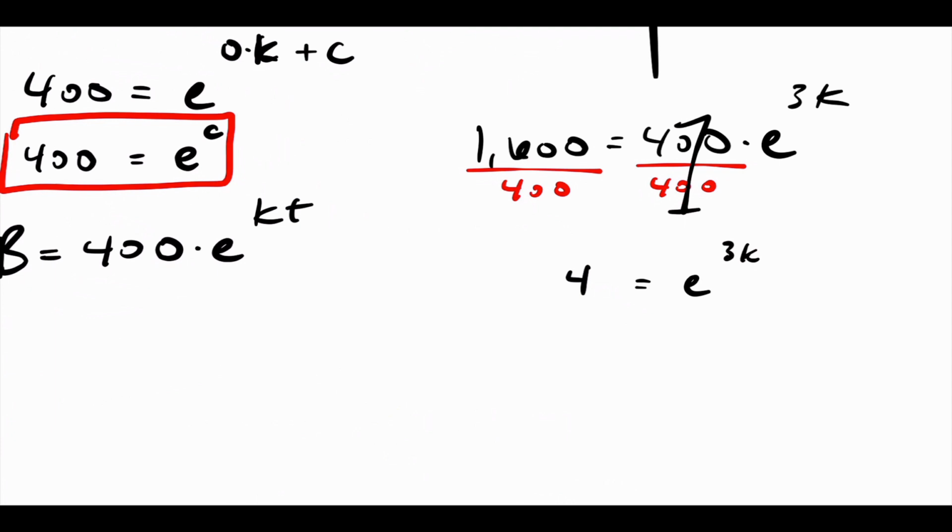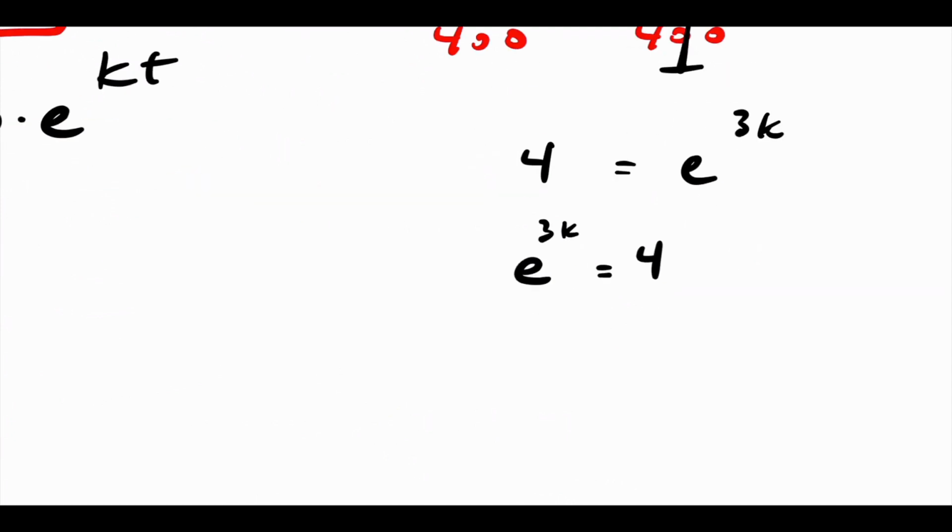So how do we change e to the 3K equals 4 to a log? Exactly. There's another trick, kind of like the loop trick. It's called the L or the boot trick. You do this, make kind of a boot, right? So you take the log.